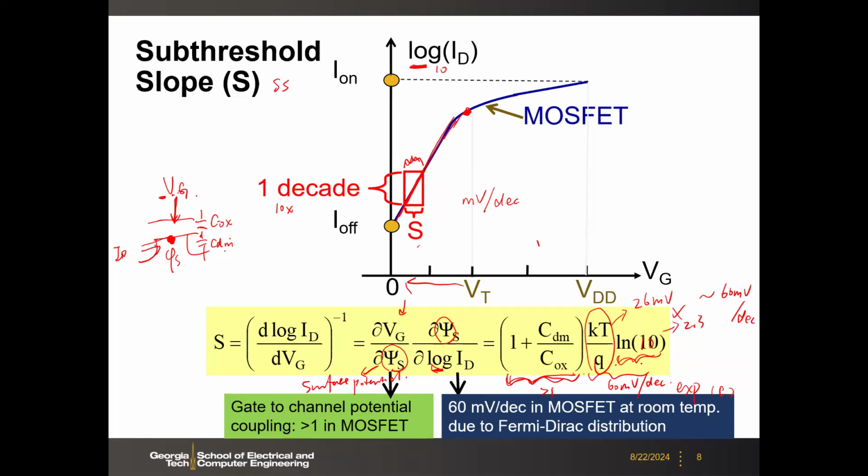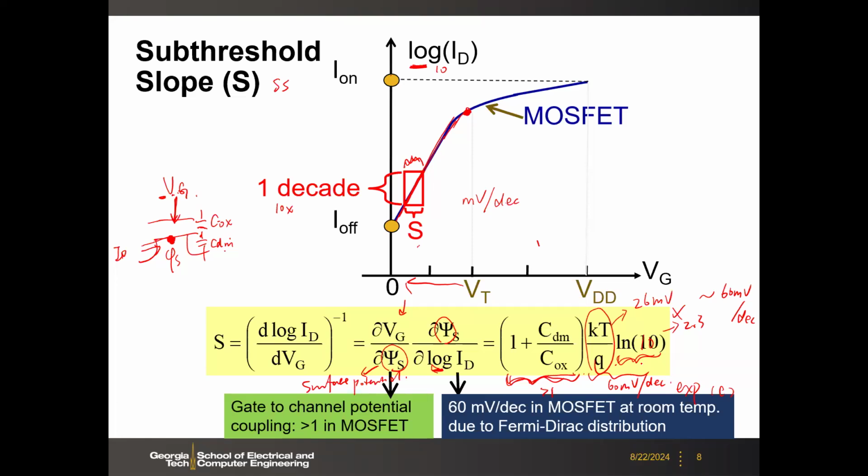So this matters. Question? I'm confused about what a decade is in terms of unit. Can you explain it? A decade means 10 times, 10 times of current change. Yeah.